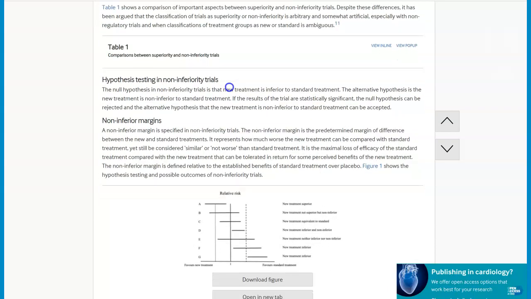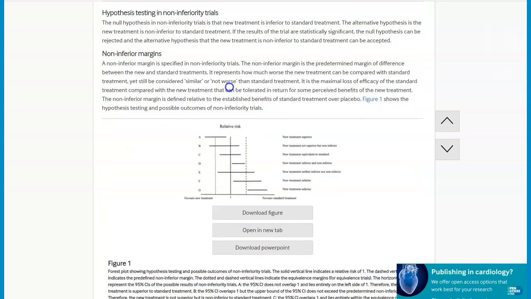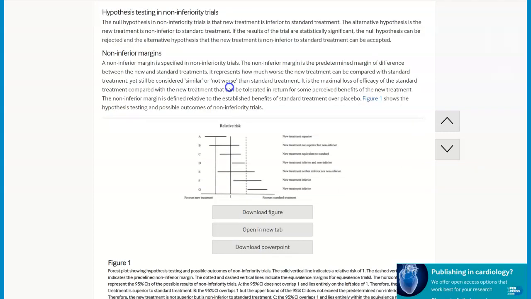Table 1 shows a comparison between new treatment being superior and non-inferiority, like I was saying: new treatment not superior but not inferior, then new treatment equivalent to standard, then new treatment inferior and non-inferior, and then new treatment neither inferior nor non-inferior. It just goes on.